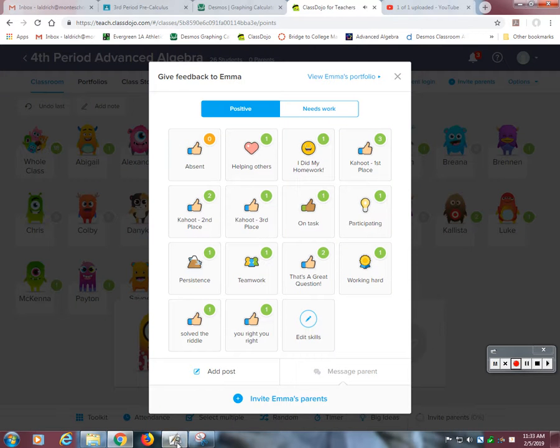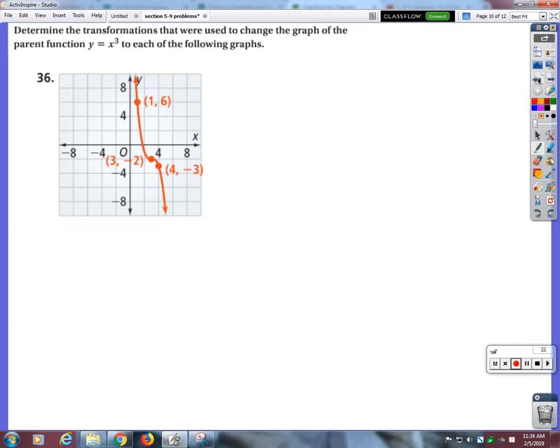Emma. 36. Sure, I'd love to do number 36. So 36 is pretty much the same as the one that we just did. I believe for this one there were 3 transformations as well. Can anybody tell me what one of those would be? Down how many? 2, because this is now at negative 2. This little point in the middle of the graph should be there, but it got moved down 2. So that means I'm going to put a minus 2 at the end.